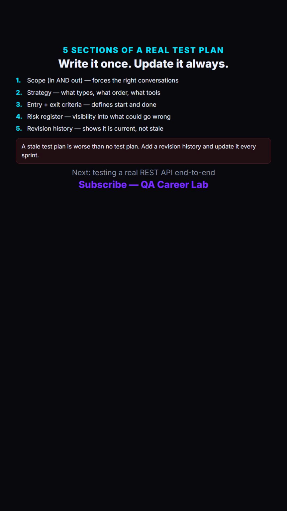A test plan from 3 sprints ago that was never updated is not just useless. It is actively harmful, because it will tell people the wrong thing with the confidence of an official document. Keep it current, keep it honest, and keep it short enough that people will actually read it.